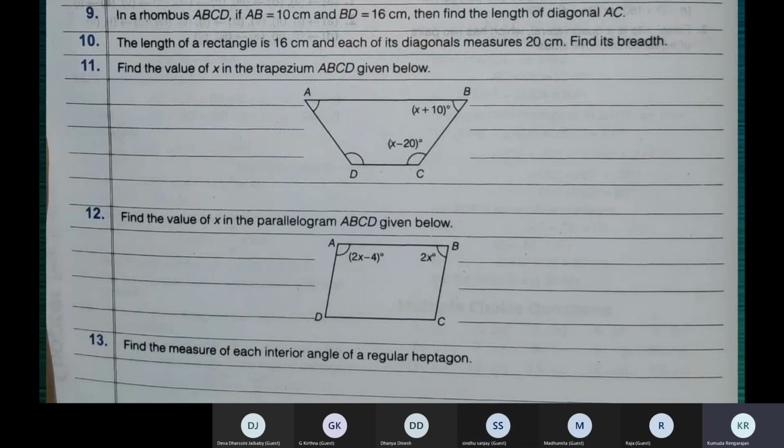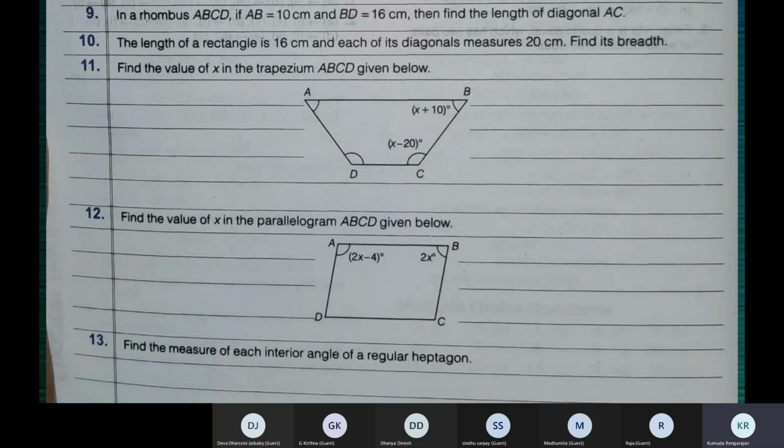Heptagon. How many sides does a heptagon have? 7 sides. Yes, 7 sides. So just put it in the formula. And what's the answer? 128.571, ma'am. All of you got that? Yes, ma'am. Yes, that's right.